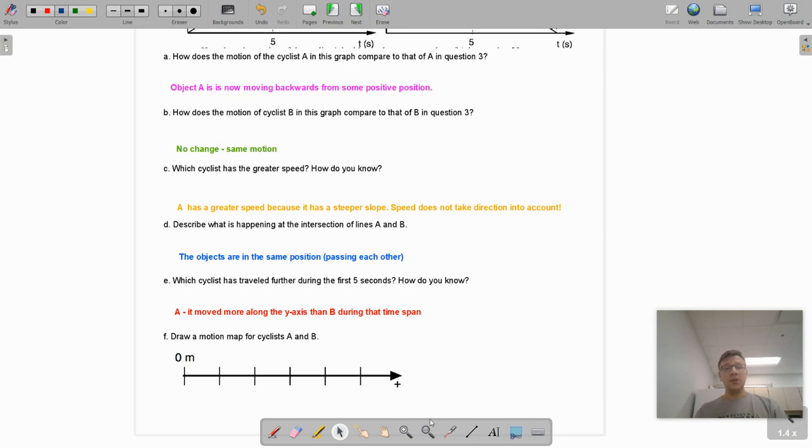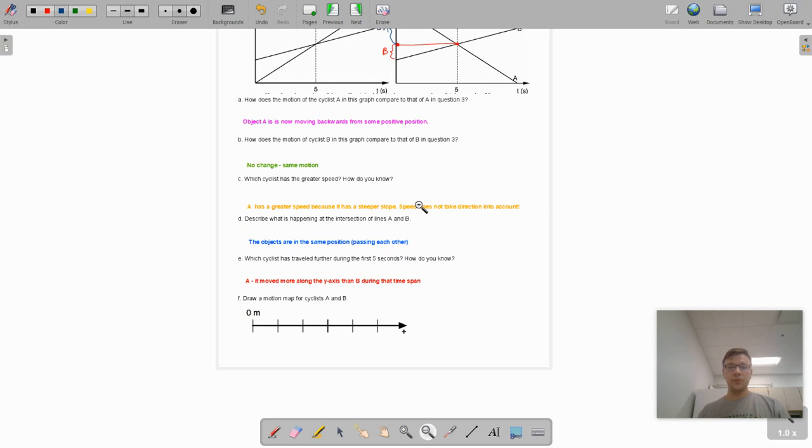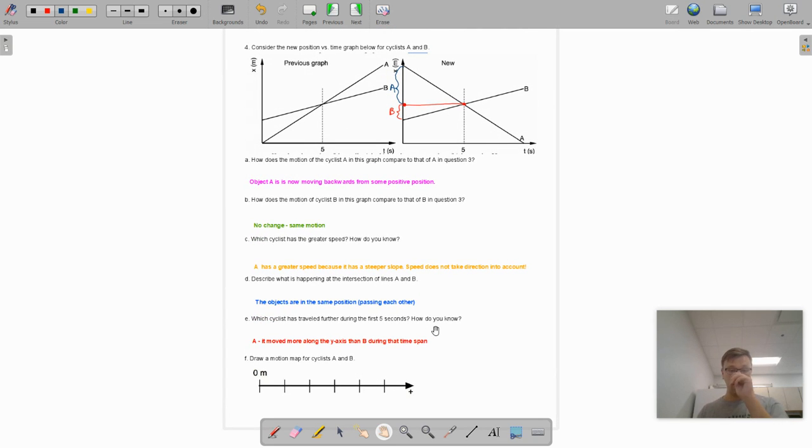All right, now it wants a motion map for A and B. So let's zoom back out here and take a look at this and talk about what it should look like, and then we'll zoom in and draw our dots on here. So we can go ahead and make B. B can have the same exact motion map that we had on the last one, okay? So let's go ahead and stick with red and green.